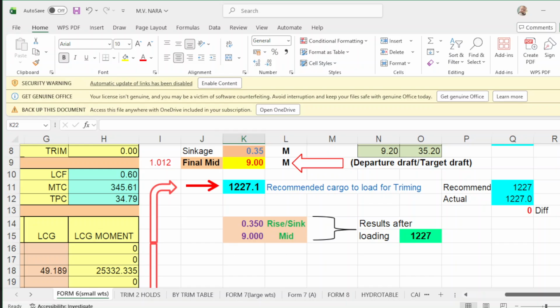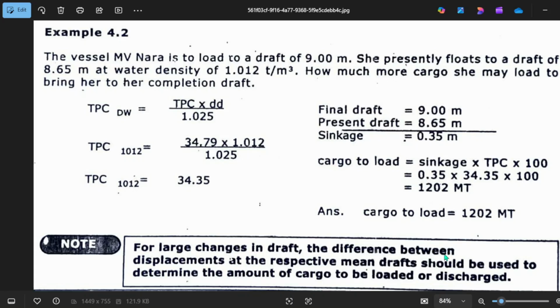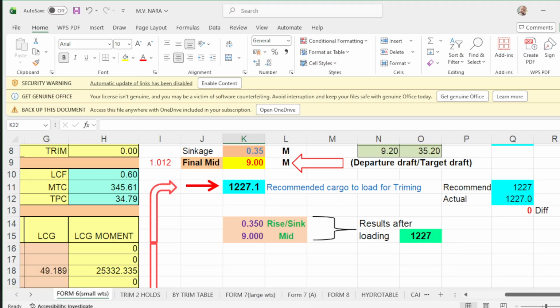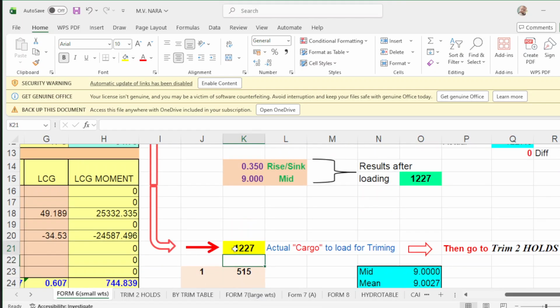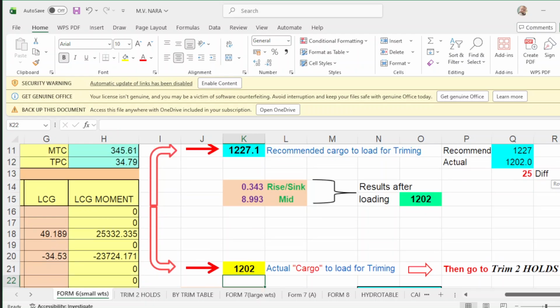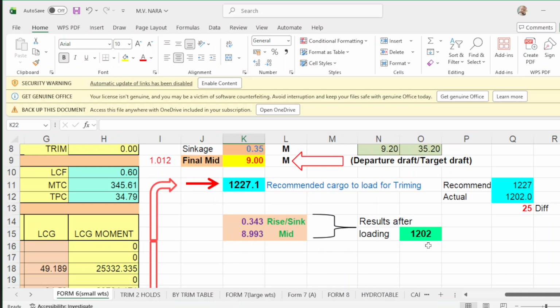Now for the sake of argument, let's follow the recommended cargo to load of this problem. Let's say 1202. So put here 1202, press enter. So what happens if you load 1202? Take note that your mid drop is less than 9 meters, see?